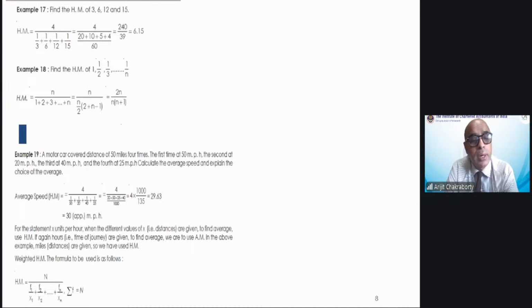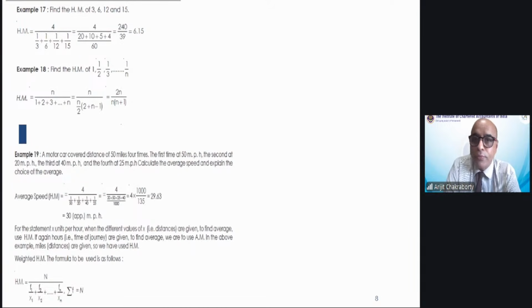Now we see the third example, number 19. This is a question on speed. That means it is a ratio. Speed is a ratio of distance and time. So in the question, you can see a motor car covers a distance of 50 miles 4 times. The first time it is 50 miles per hour. The second one is 20 miles per hour. The third time it covers is 40 miles per hour. And the fourth is 25 miles per hour. We need to find the average speed and explain the choice of the average.